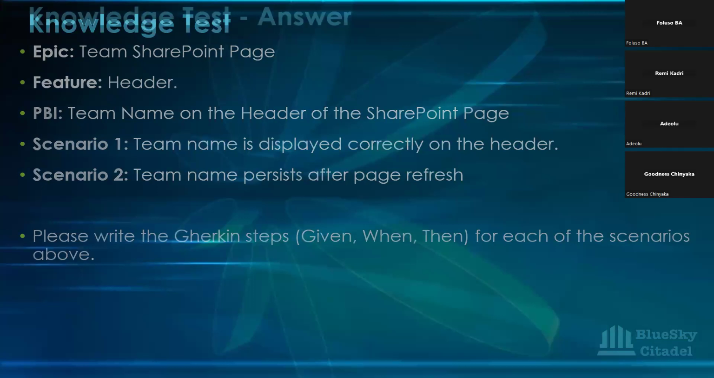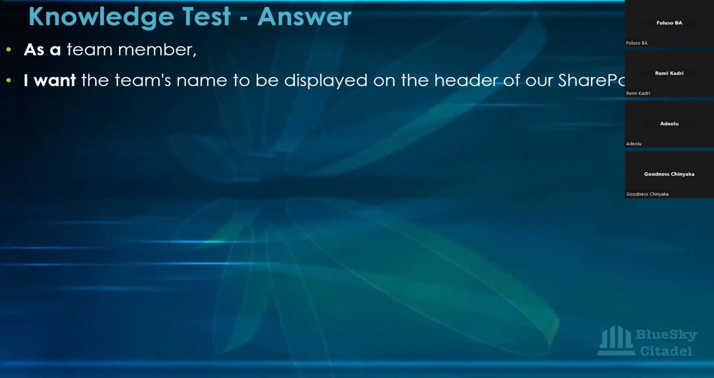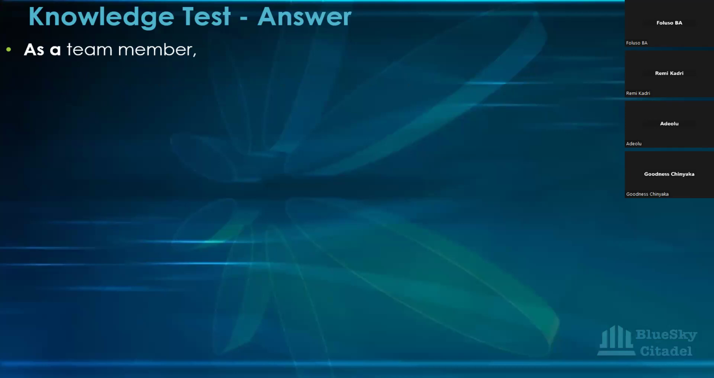So now, remember, as a team member, I want the team's name to be displayed on the header. Remember, you are writing from, so who is the user in this? Okay, let me ask this question. In this scenario, who is the user? Yeah, the user is the team member. The user should be able to see the team name.